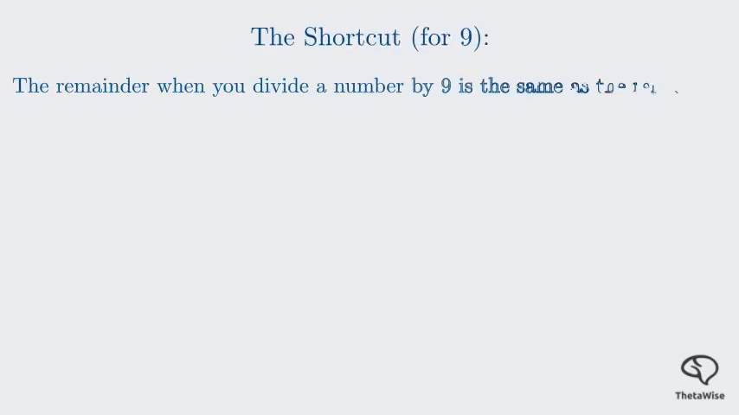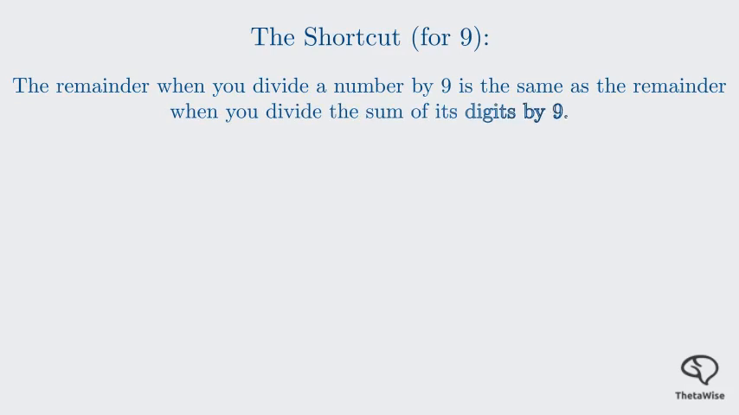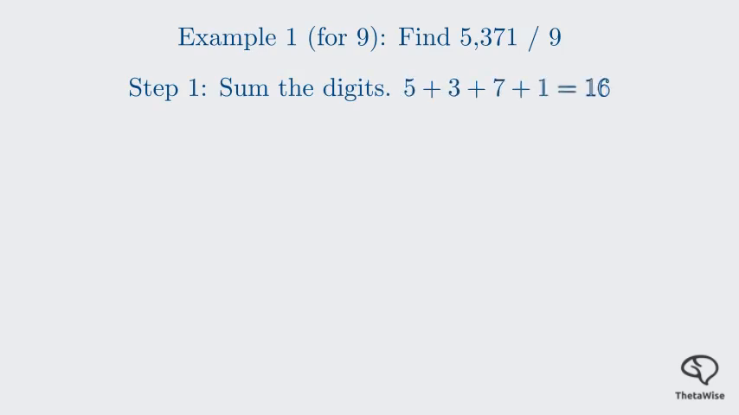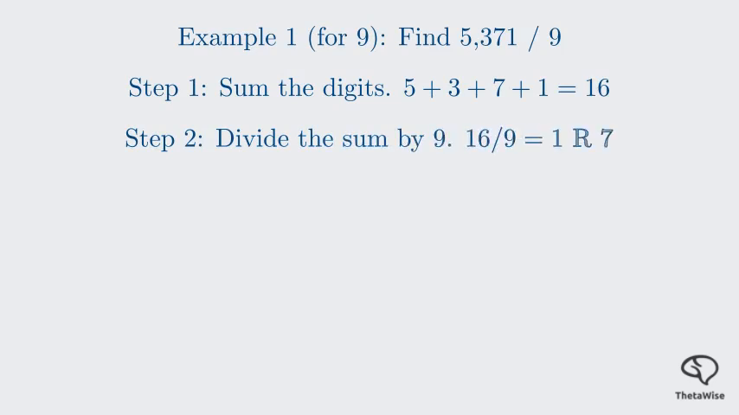Now let's apply the same shortcut to division by 9. The principle is identical. The remainder when you divide a number by 9 is the same as the remainder when you divide the sum of its digits by 9. Let's use the number 5,371 from before. We want to find 5,371 divided by 9. First, sum the digits. We found this was 16. Next, divide the sum by 9. 16 divided by 9 is 1 with a remainder of 7. The remainder is 7. This means the remainder of 5,371 divided by 9 is also 7.